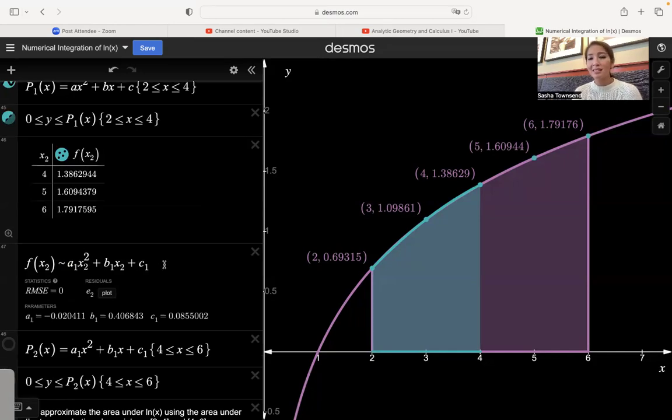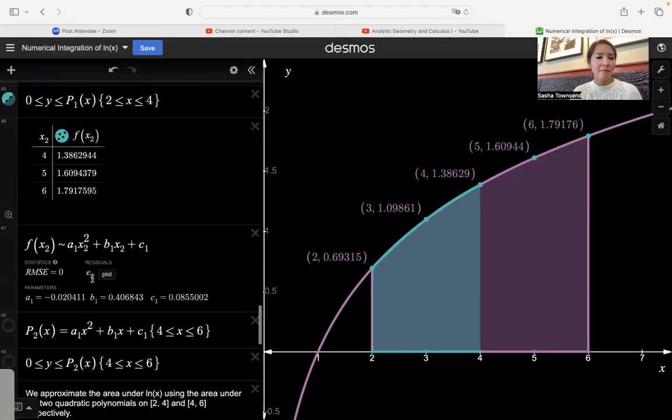I can't use a, b, and c again because those have already been used for the last polynomial. So I called these a sub 1, b sub 1, and c sub 1. And then I typed in p sub 2, that's my second polynomial, is a sub 1 times x squared plus b sub 1 times x plus c sub 1. And I'm interested in graphing that on the interval from x equals 4 to x equals 6. So we graph that, and that's what we see.